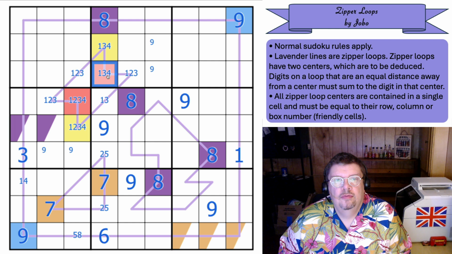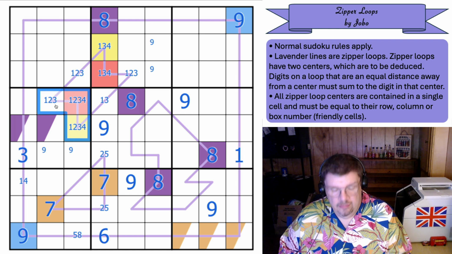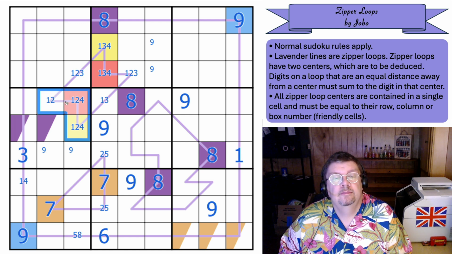If that's a 3, that's 1, 2. That would be a 1. Oh, maybe that could be a 2 still. Okay. In any case, that 3 removes 3's from all of those.